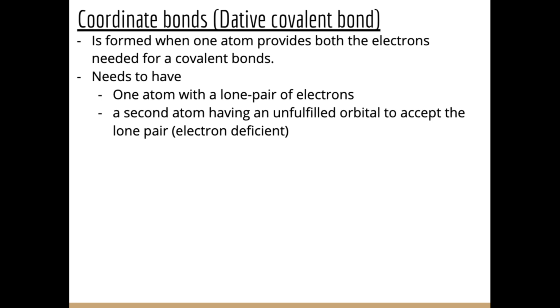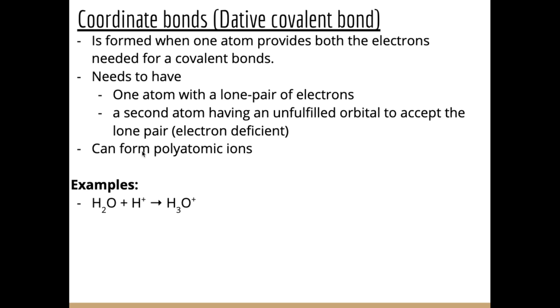So what can happen is you can form covalent bonds and not end up with neutral species. And you form these polyatomic ions, so ions made of more than one atom, that are made from these coordinate bonds. What do I mean by that? Let's have a look at this.